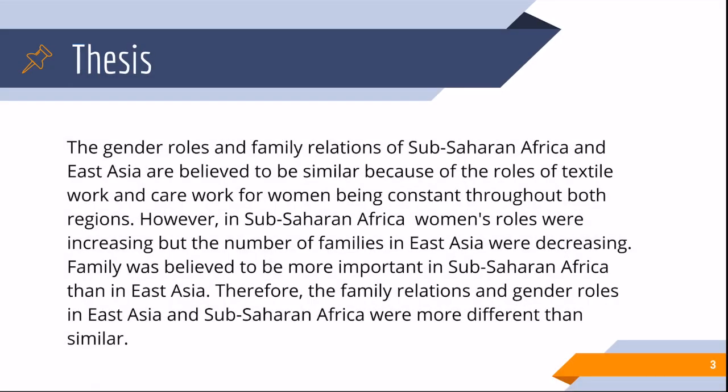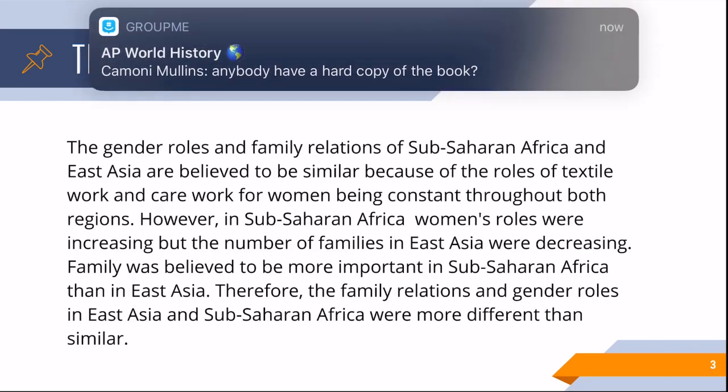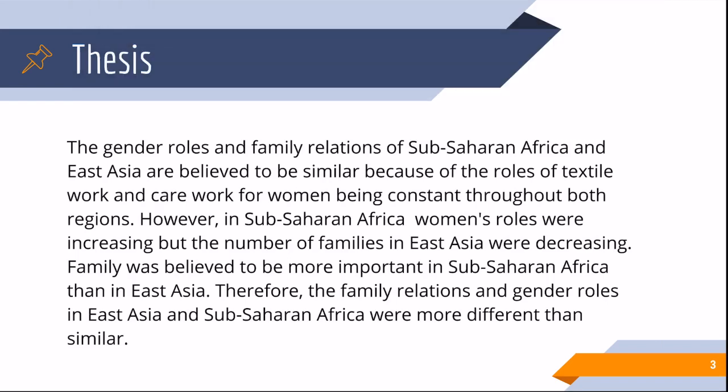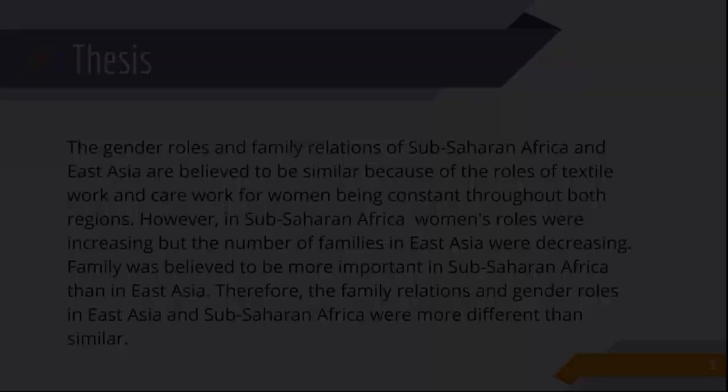So our thesis was that the gender roles and family relations of Sub-Saharan Africa and East Asia are believed to be similar because of the roles of textile work and care work for women being constant through both regions. However, in Sub-Saharan Africa, women's roles were increasing, but the number of families in East Asia were decreasing. Family was believed to be more important in Sub-Saharan Africa than in East Asia. Therefore, their family relations and gender roles were more different than similar.